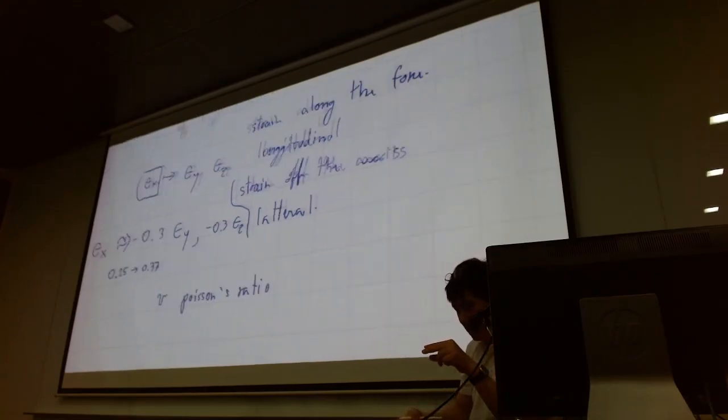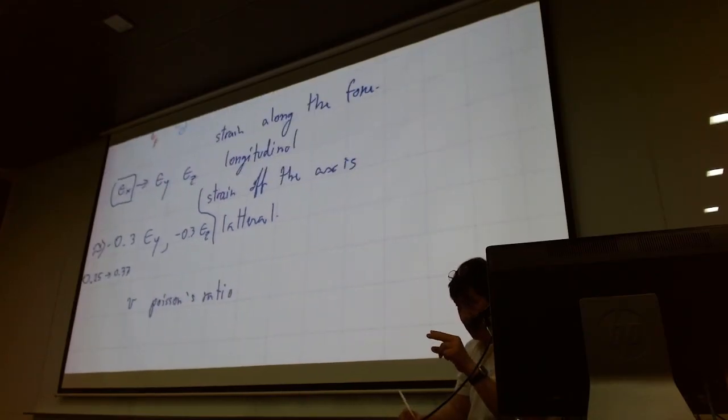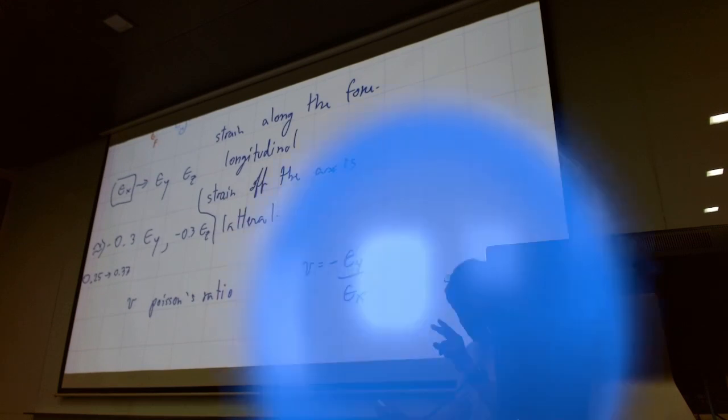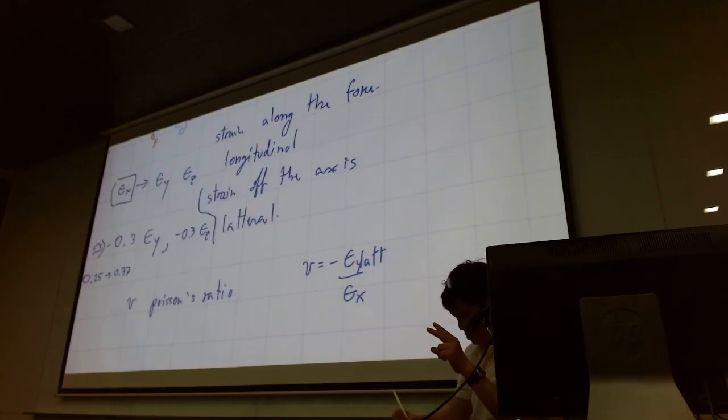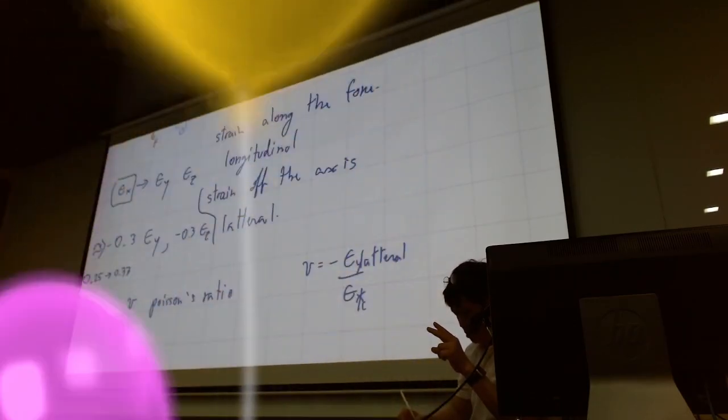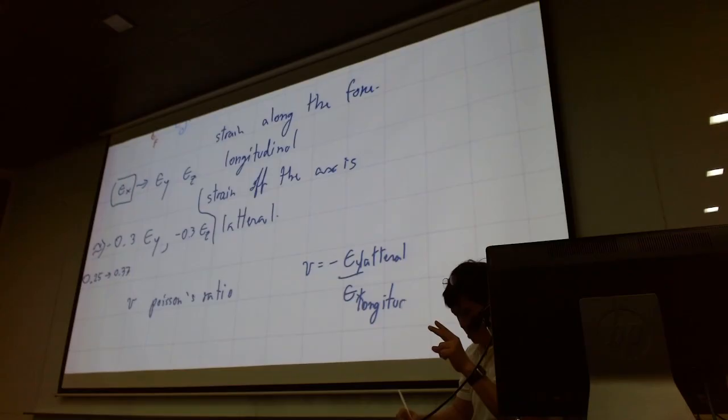So it means that if you take a measurement, Poisson ratio would be a negative value of, in this case, lateral over longitudinal, like that. So that's the Poisson ratio.